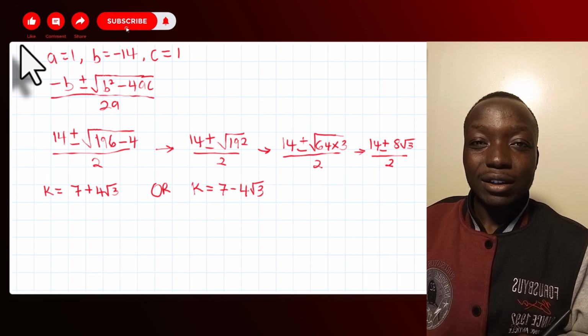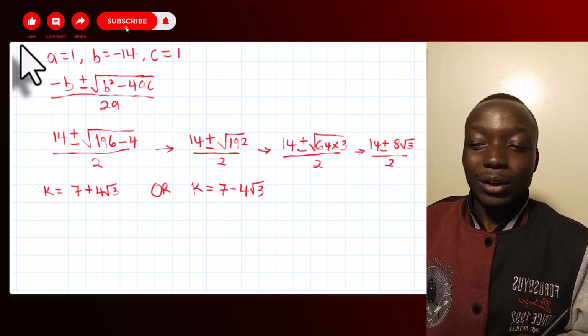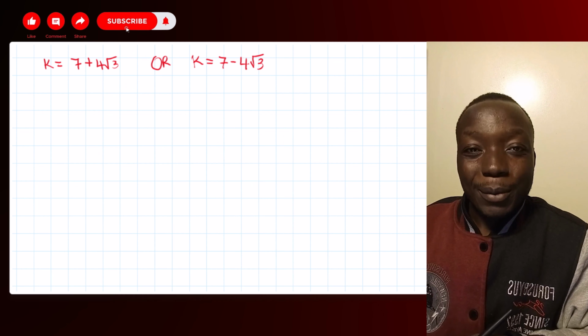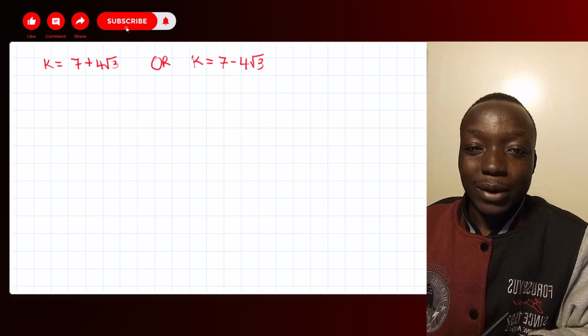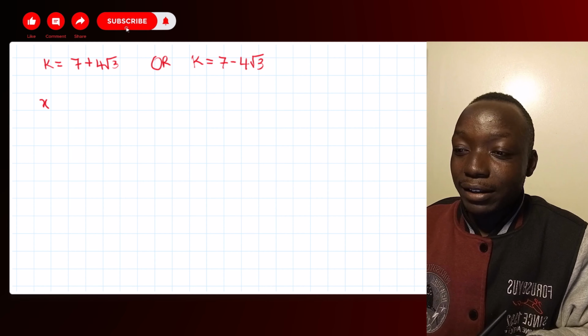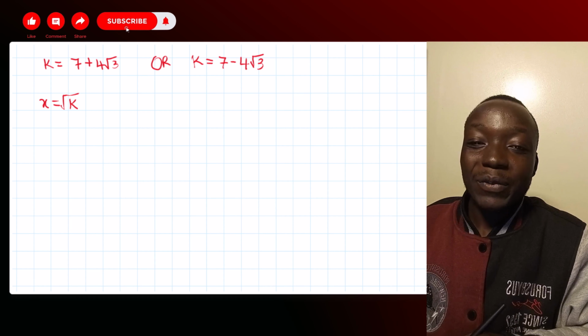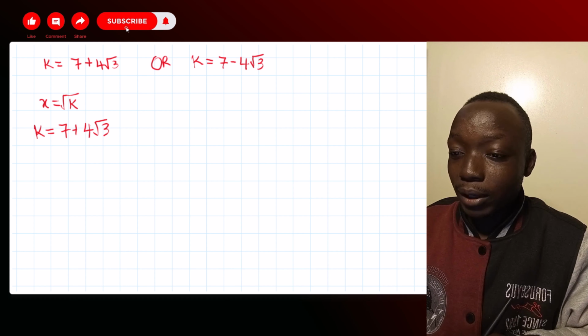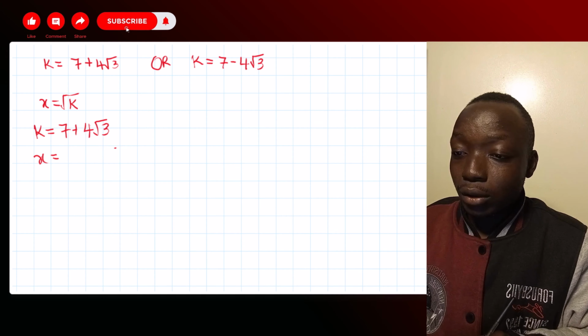Now let's proceed to the second part of this video, which involves getting the actual solutions for x. So remember that k is equal to x squared. So for us to find x, we need to find the square root of k. So we're going to have two cases here. And the first case is when k is equal to 7 plus 4 square root 3. That means x will be equal to the square root of 7 plus 4 square root 3.